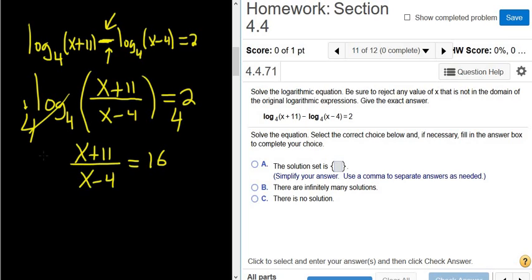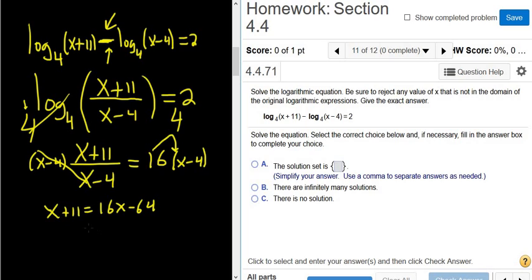To get rid of the fractions, we'll multiply by x minus 4. So x minus 4 and x minus 4. These cancel, so we get x plus 11 equals, and then we have to distribute here, so 16x, and then 16 times 4 is 64. All right, now we just have to solve for x.